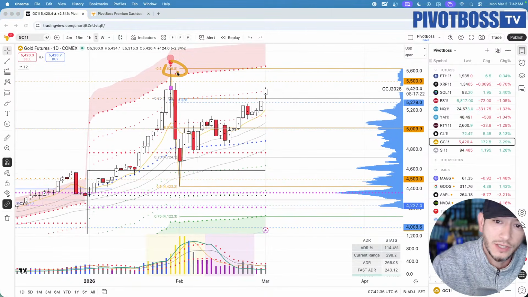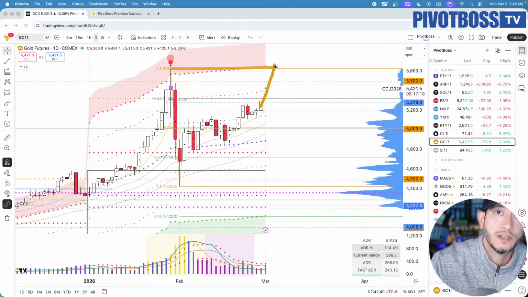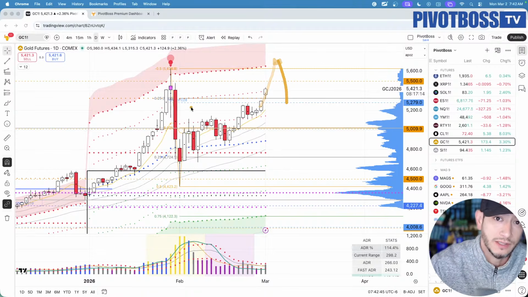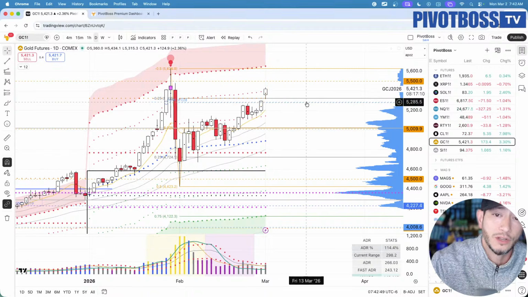Now that key range high is so super significant that any rotation into that high, while we could push beyond it, we could fall back into the range and continue to develop some market structure up here. But right now, working its way higher, 5,500 ahead.